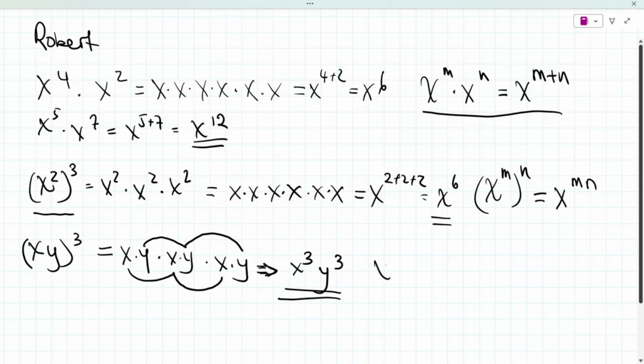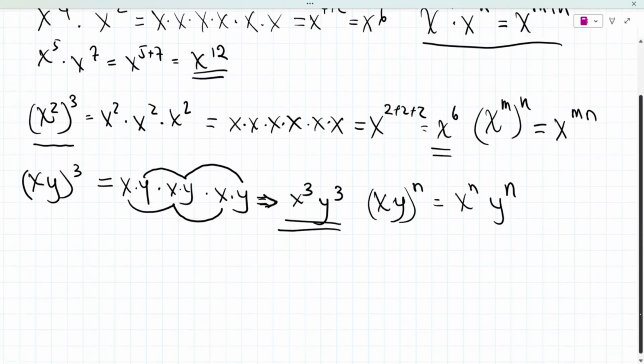So if you have x multiplied by y to the power n, this is equal to x to the power n multiplied by y to the power n.